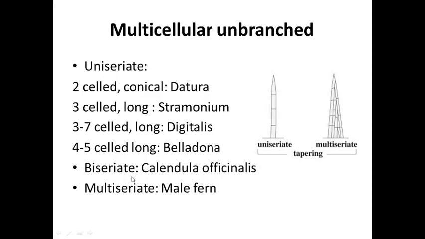Next, biseriate trichomes. These biseriate trichomes are again multicellular trichomes. So cells are arranged in 2 layers. So 2 different layers are there. Example is Calendula officinalis. Next, multiseriate trichomes, here you can see more than 2 layers of cells. Example is male fern. The male fern plant contains multiseriate trichomes.